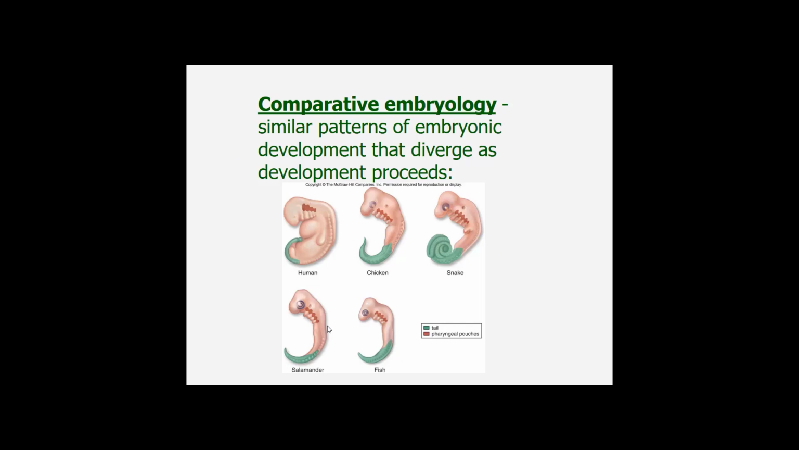Another line of evidence we can take a look at is comparative embryology. In comparative embryology, we see that we have similar patterns of embryonic development that diverge as development proceeds. If we look at all vertebrates, animals with backbones, they all start out with a single fertilized egg that develops eventually into a solid ball of cells and then a hollow ball of cells, eventually later on developing into this folded structure called the gastrula. We'll learn about those a little bit later on.